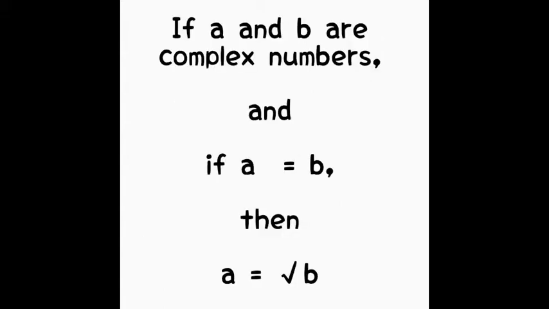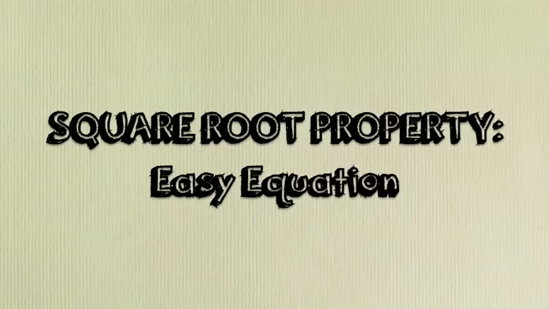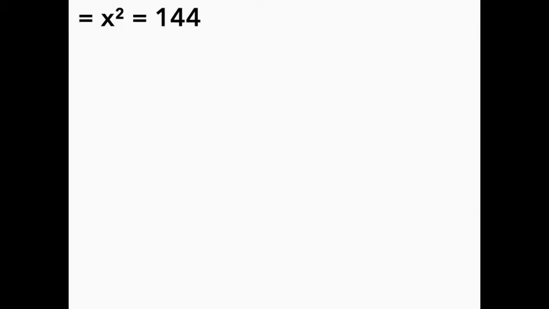If a and b are complex numbers, and if a squared is equal to b, then a is equal to plus or minus the square root of b. Let's start off first with an easy equation: x squared equals 144. The first step is to make the form of the equation into x squared equals c. Since the equation already follows the form, we can now proceed to the next step.